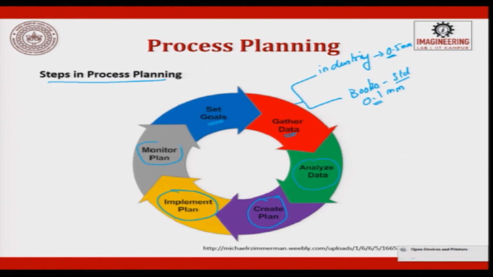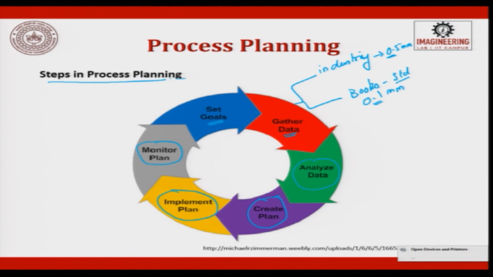So, what do I do? I try to monitor. Monitoring and validation come into existence, and the moment this is done, you know your limitation, you know it can be improved, then you set tighter goals. So, this is a cycle which keeps on going continuously in an industry. These are all the steps which are involved in process planning.